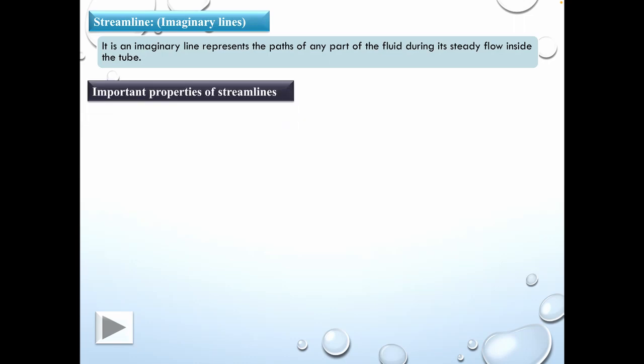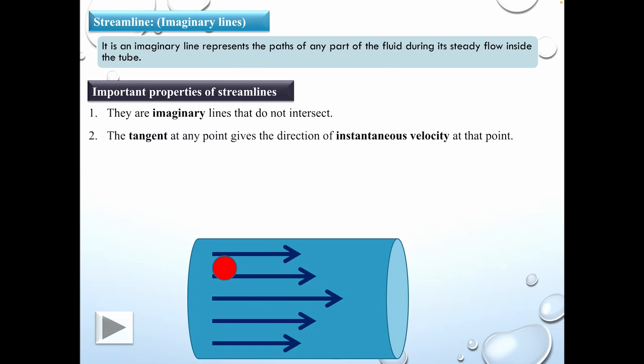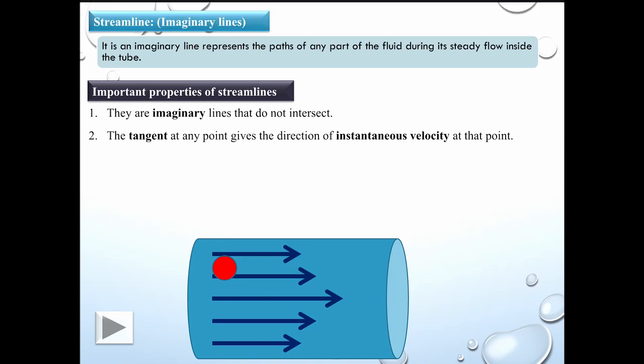Important properties of streamlines. We have four properties. Number one, streamlines are imaginary lines that don't intersect as they are parallel to each other. Next, the tangent at any point gives the direction of the instantaneous velocity at that point. This is the direction of the velocity here. Also, I can draw a tangent here to the molecule. This is an instantaneous velocity, and so on.